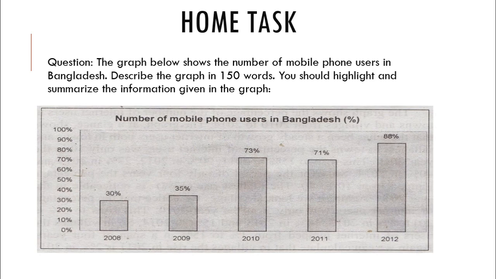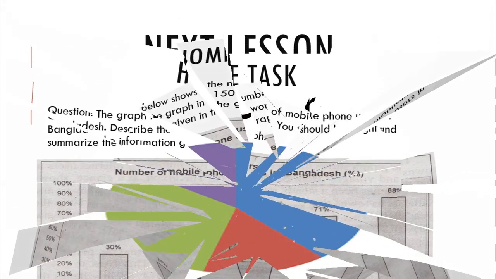So the thing to do is you have to analyze this graph chart. That means you have to watch this carefully and you have to analyze this graph chart. Right? So try to do it by yourself. If you feel any problem, then you can ask me in the comment box.